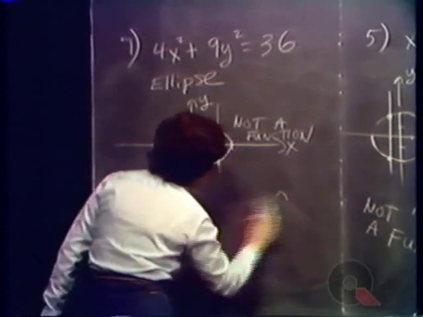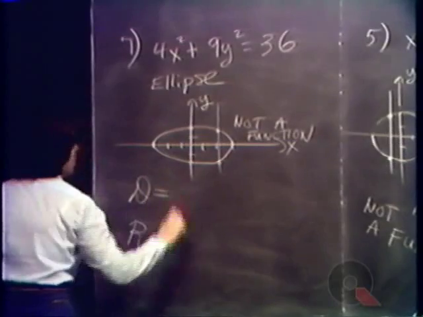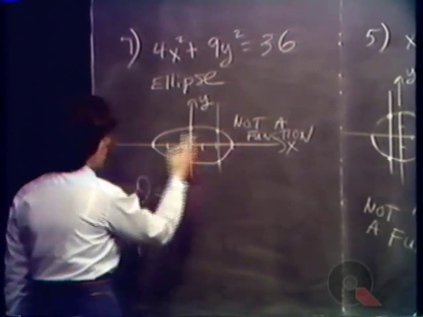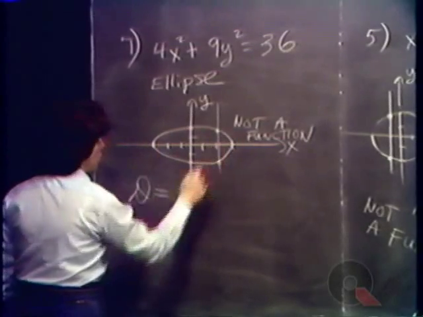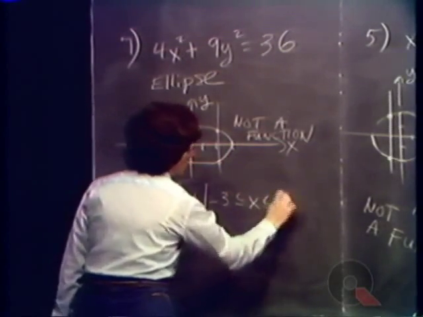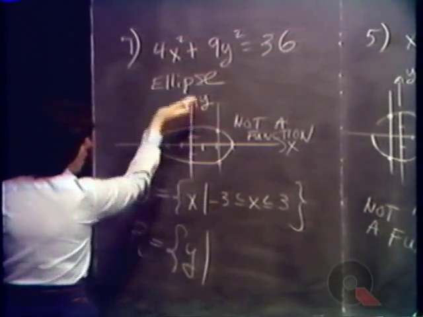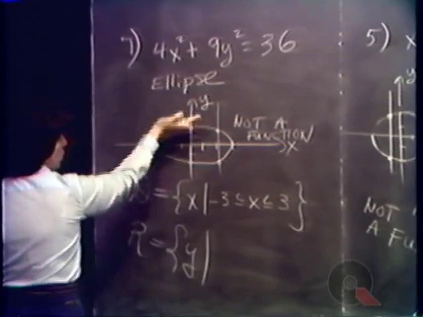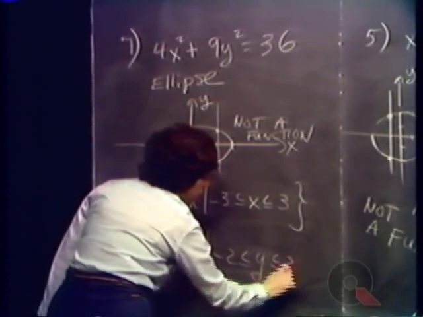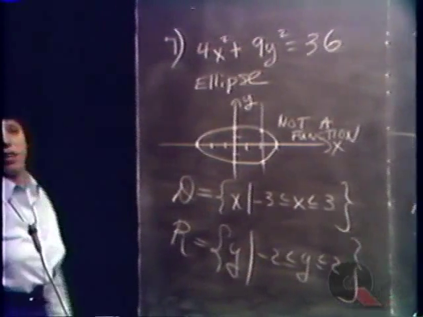And let's find the domain and range of this relation. The domain, which x values can be substituted in, anything from -3 to +3. And what y values come out, anything from -2 up to +2. And that brings us to the end of this tape.